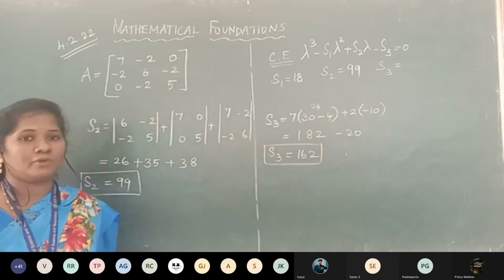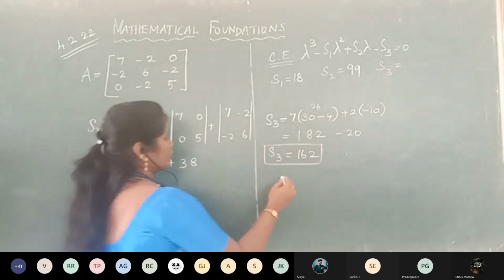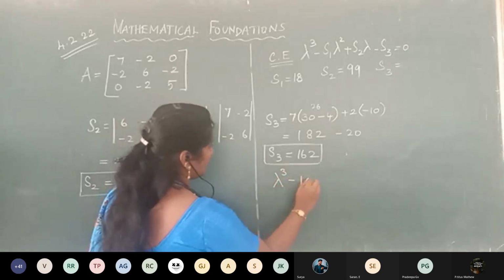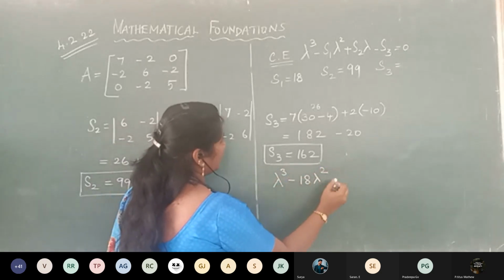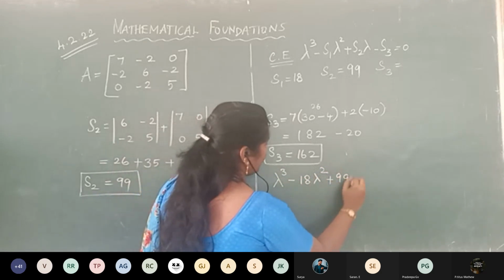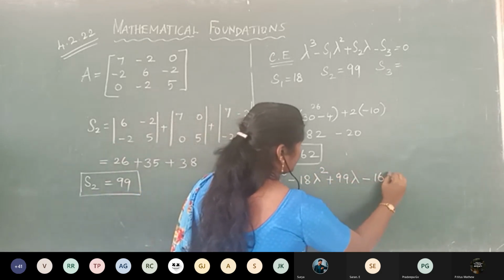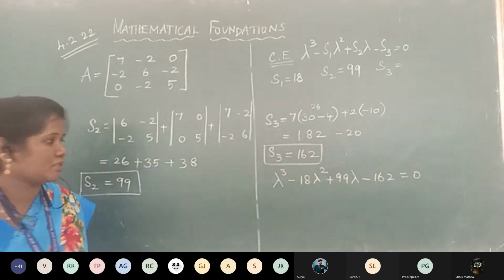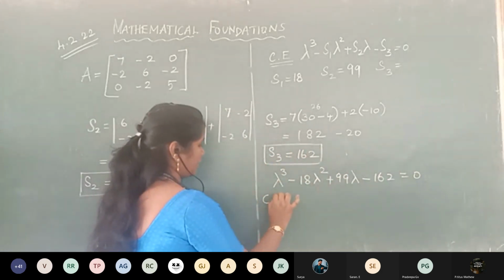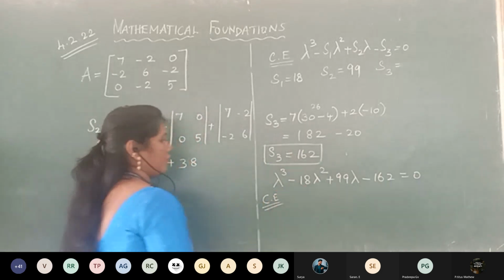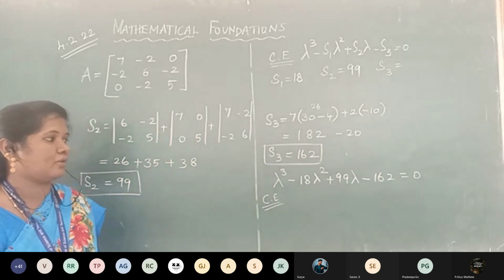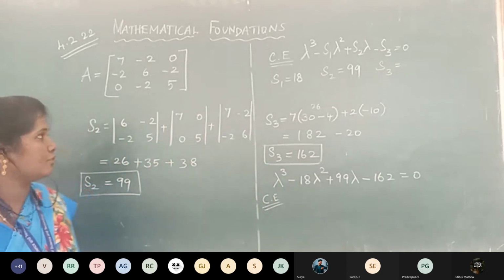Okay. So we found out your S1, S2, and S3. So your equation will become lambda cube minus 18 lambda square plus 99 lambda minus 162 equal to 0. So this is the equation which we have got. Your characteristic equation is this one. Now using synthetic division, you'll have to find out the values of lambda. You have to solve it.